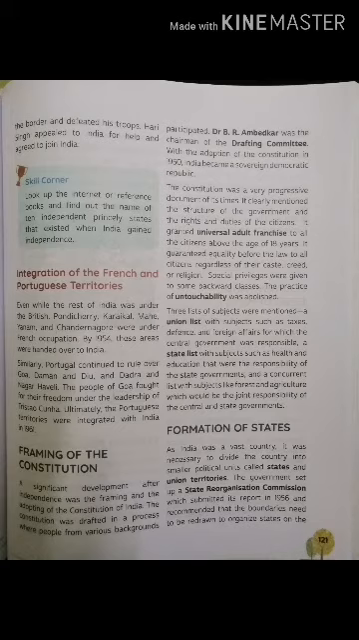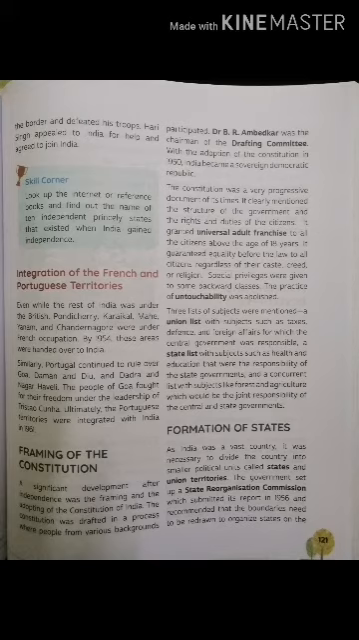Framing of the Constitution. A significant development after independence was the framing and adopting of the Constitution of India. It means how it became the Constitution and what set of rules were implemented. The Constitution was drafted in a process where people from various backgrounds participated. Dr. B.R. Ambedkar was the chairman of the drafting committee. Underline this line. He was the main head of the drafting committee.